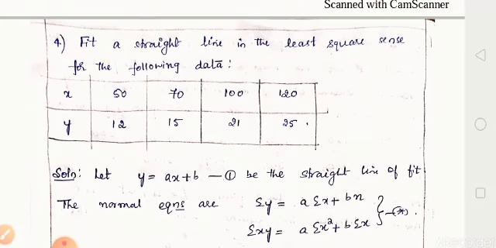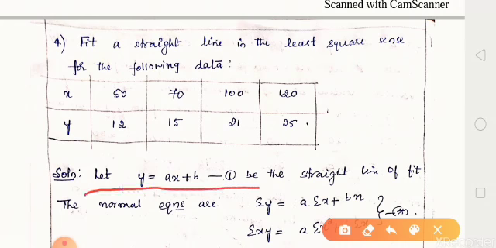One more problem is: fit a straight line in the least square sense for the following data: x 50, 70, 100, 120, y 12, 15, 21, 25. Start the solution. We will take y equal to ax plus b as the straight line of fit. Note that here they have not given any form of straight line, so I have taken y equal to ax plus b. If you wish, you can take y equal to a plus bx as the required straight line. Accordingly, you have to proceed.